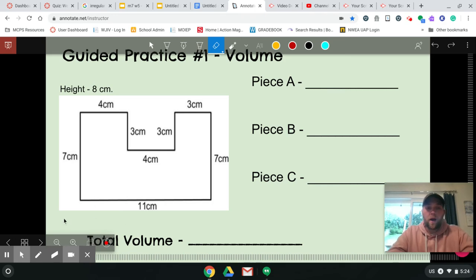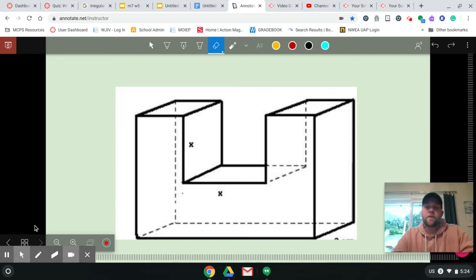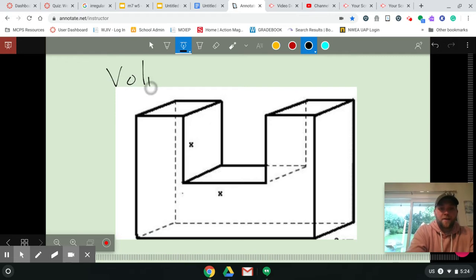Okay, so now we're going to work on finding the volume, or the inside space, of a three-dimensional prism. So let's take a look at that three-dimensional prism again. And remember, to find the volume, that means we are going to be multiplying our length times our width times our height.